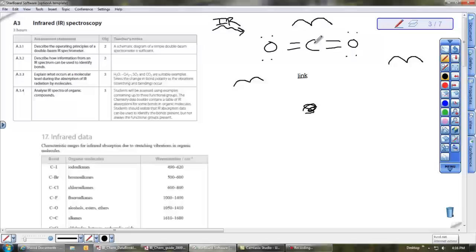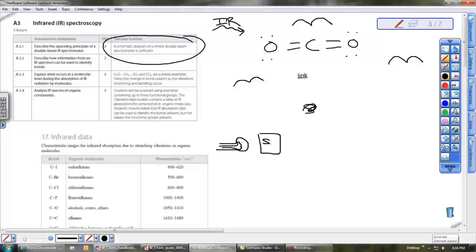Does that make sense? Now, in a very basic sense, you are required to know how it functions. So I'm going to draw a very rough diagram. You can see this bullet point says that a schematic diagram is acceptable. So I'll do my best. Here's our light source. Here's your sample. And that light goes through.